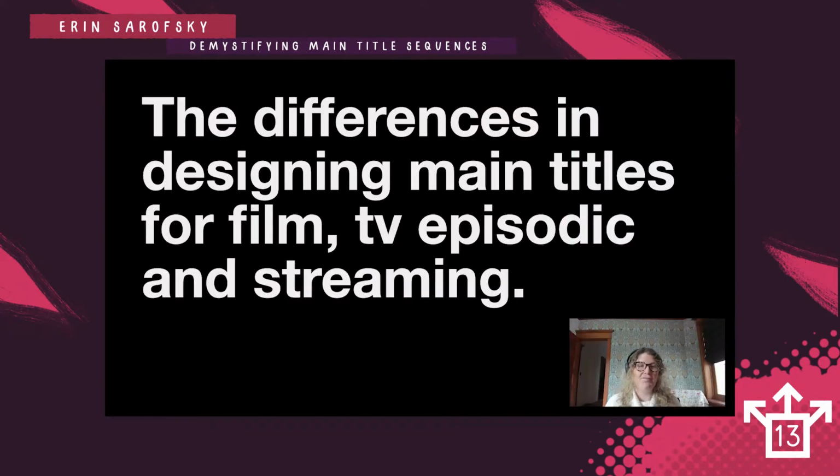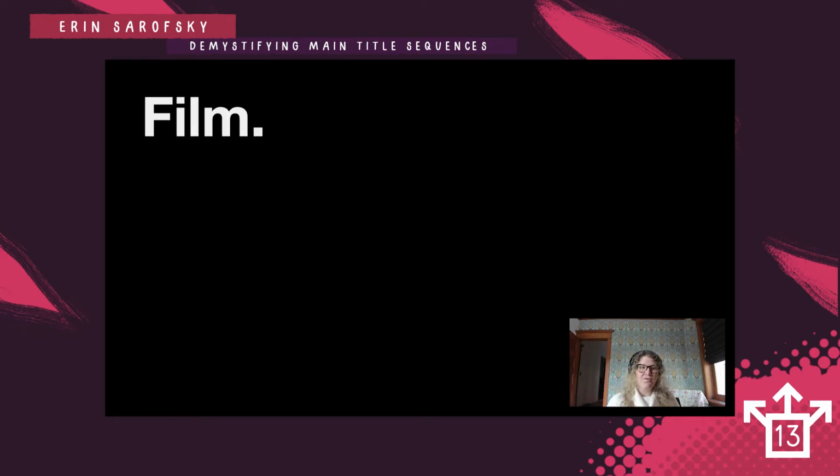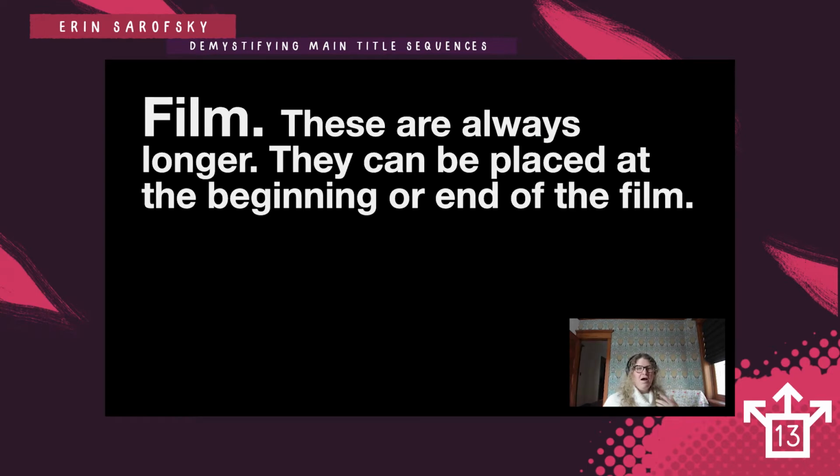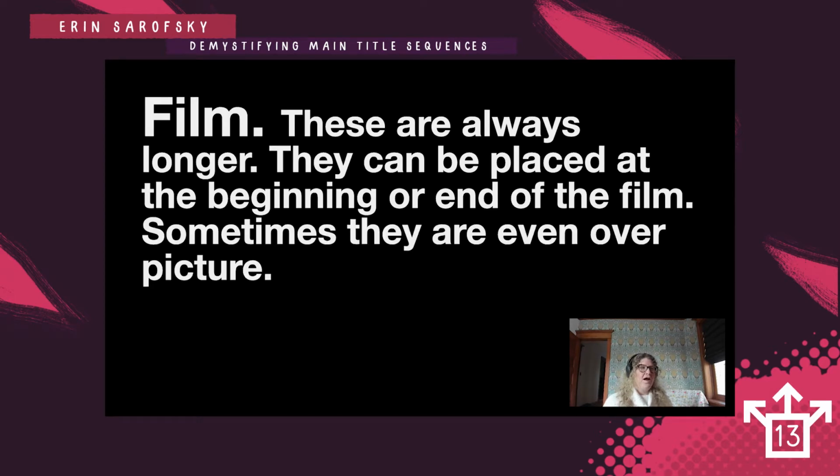Okay, so now we talk about title sequences as this general thing, but there's really quite big differences between television, episodic, and streaming, especially streaming now. So to start with film, these titles are always a lot longer. They can be placed at the beginning of the film or at the end of the film. At the beginning, it's known as a main title sequence. At the end, it's called a main on end. So that's important to know.